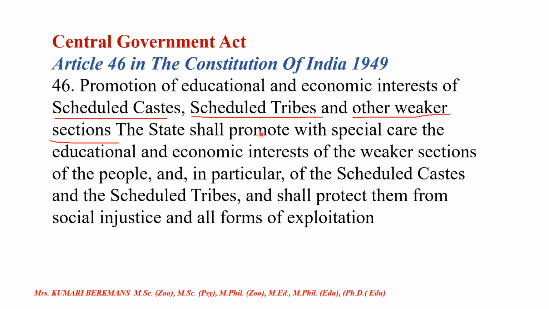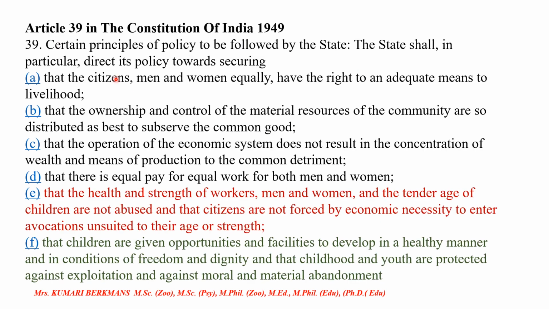Article 45 is general, compulsory education, and 46 is for scheduled castes and scheduled tribes, reservation. Okay, and Article 39 E and F are very important for education. See this one. There are so many given, but for education, E and F are very important. That the health and strength of workers, men and women, and the tender age of children are not abused, and that citizens are not forced by economic necessity to enter avocations unsuited to their age or strength.